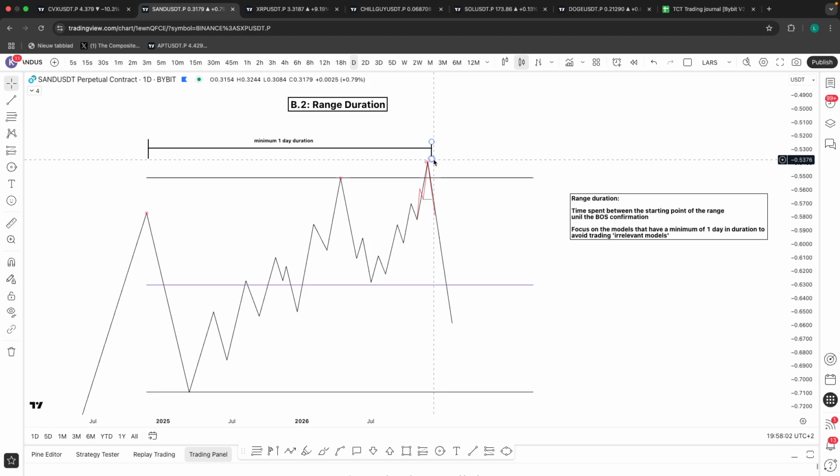Very simple, B2, range duration, minimum 1 day, measured from the starting point of the range until the break of structure confirmation of the third tap.